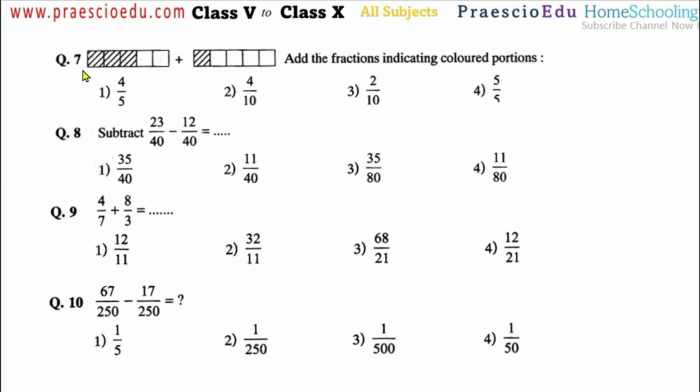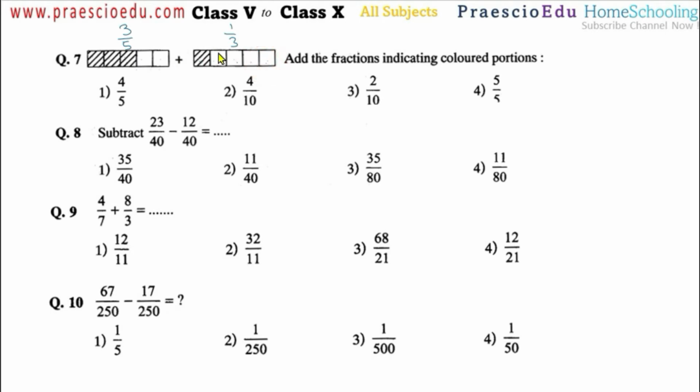Now question number 7: some shaded portions from the 5 parts, 1 2 3 4 5. Total 3 parts, so 3 out of 5 means 3 by 5, plus 1 by 5, 1 2 3 4 5. So this is given from the picture, or we can say the image. The total is how many parts? 1 2 3 4 5.